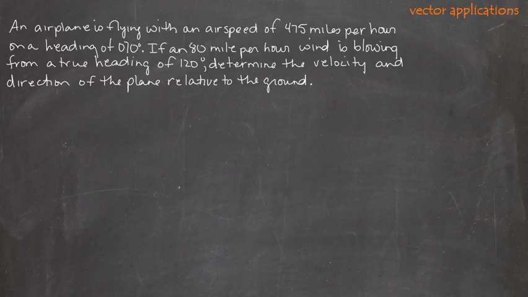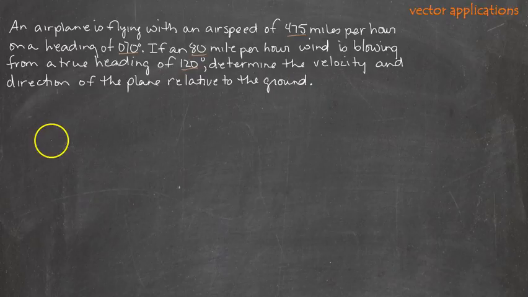An airplane is flying with an airspeed of 475 miles per hour on a heading of 070 degrees. If an 80 mile per hour wind is blowing from a true heading of 120, determine the velocity and direction of the plane relative to the ground.